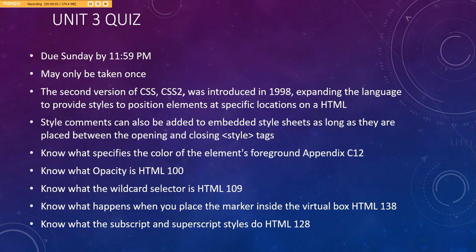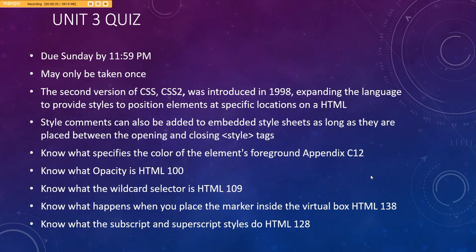The second version of CSS, CSS2, was introduced in 1998, expanding the language to provide styles to position elements at specific locations on an HTML. Style comments can also be added to the embedded style sheets as long as they are placed between the opening and closing style tags.